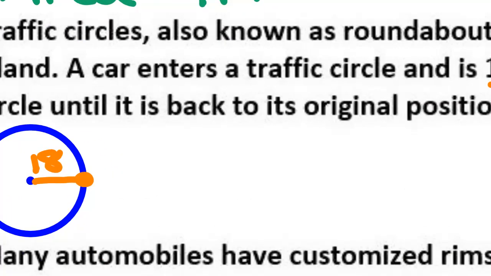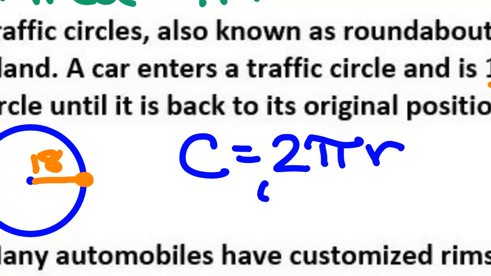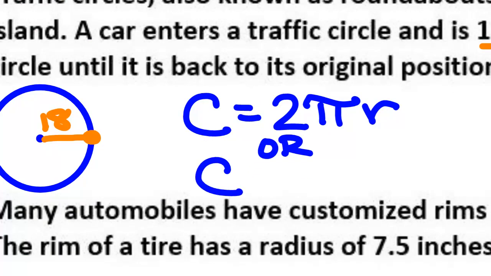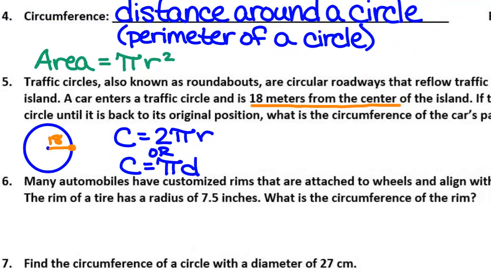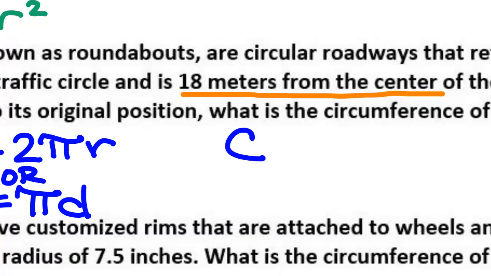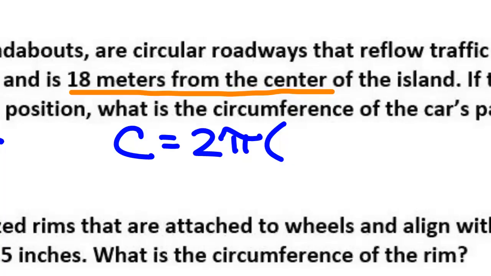And so for circumference, we have circumference equals 2 pi r, or circumference equals pi times the diameter. Which one would be the easiest for us to use right now? Do we know how big the diameter is? Do we know how big the radius is? Yes, then 2 pi r would make the most sense for us to use here. So I have circumference equals 2 pi times, how big is our radius? 18. So 2 pi times 18.